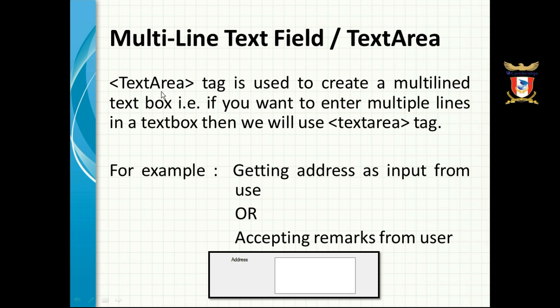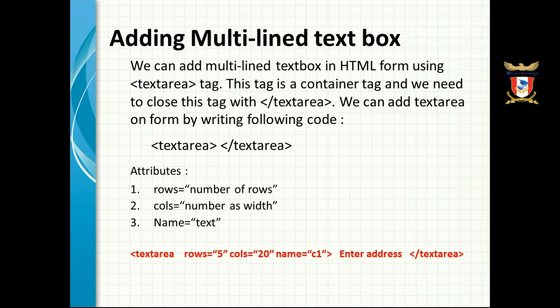So to create a text area, we are having a tag. Text area is a paired tag. That means it's a container tag. Then you have to close this tag. So now no need to use input tag to create any text area. We have to use text area tag. And next we will discuss about attributes of text area and how to add text area.